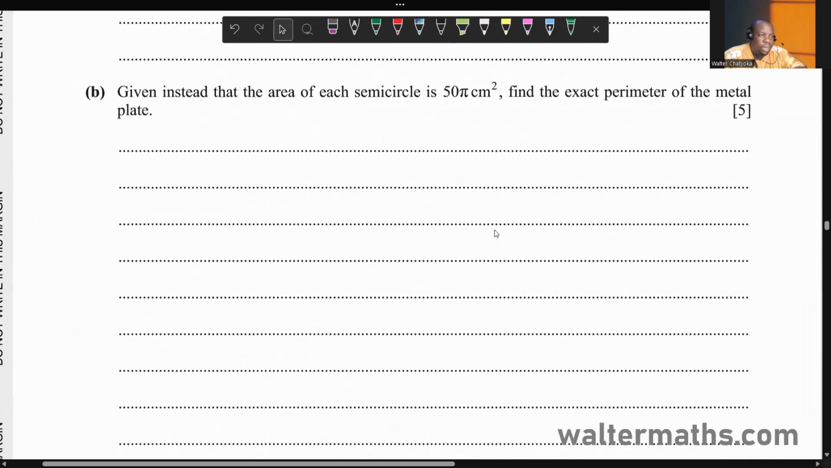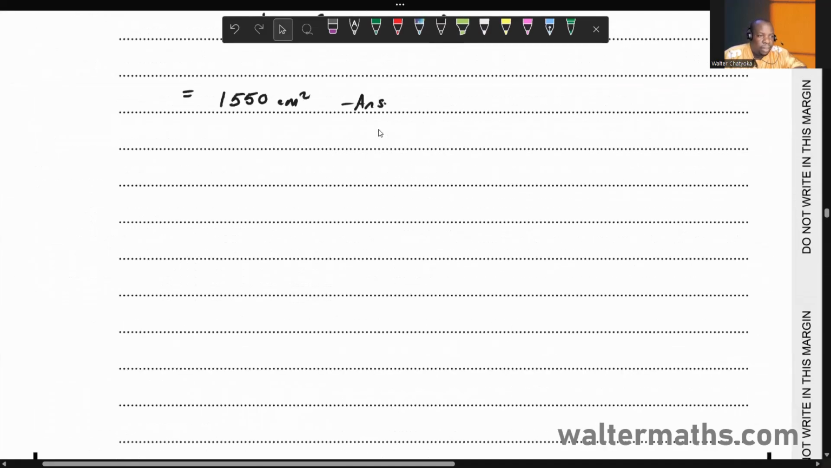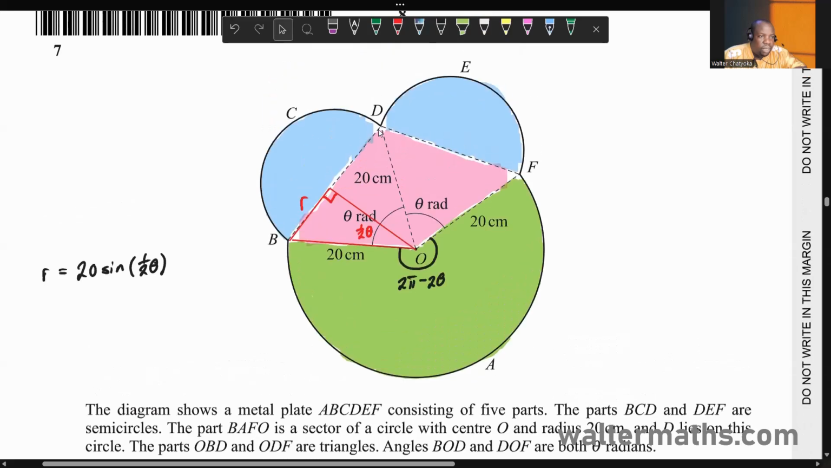That's part B. It says, given instead that the area of each semicircle is 50 pi square centimeters, find the exact perimeter of the metal plate. So they're giving us a new piece of information. They're telling us that the area of each semicircle is instead 50 pi square centimeters. Let us consider that.